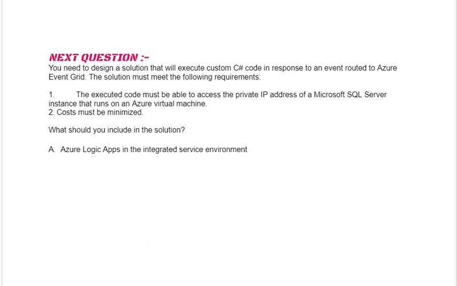Next question is, you need to design a solution that will execute custom C-sharp code in response to an event routed to Azure Event Grid. The solution must meet the following requirements. First, the executed code must be able to access the private IP address of a Microsoft SQL Server instance that runs on an Azure virtual machine. Second, cost must be minimized. What should you include in the solution?